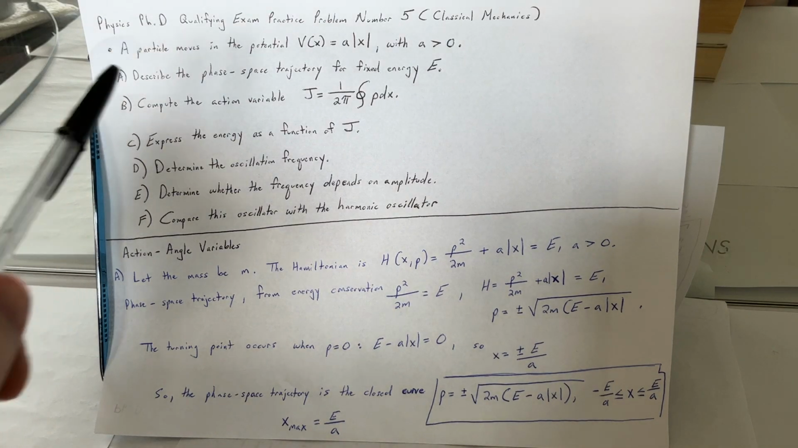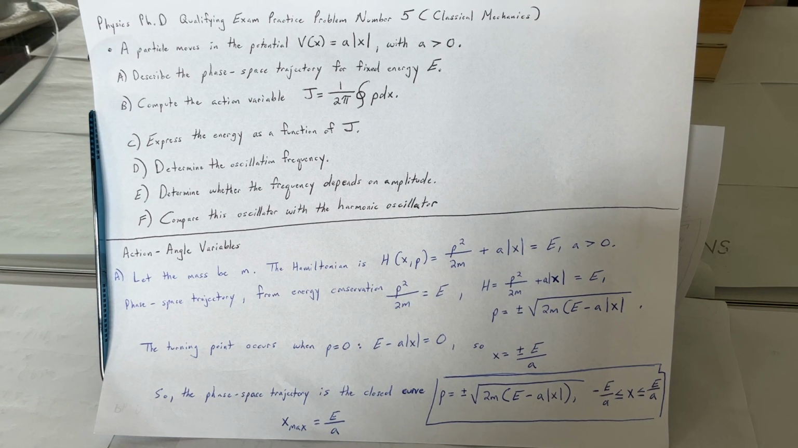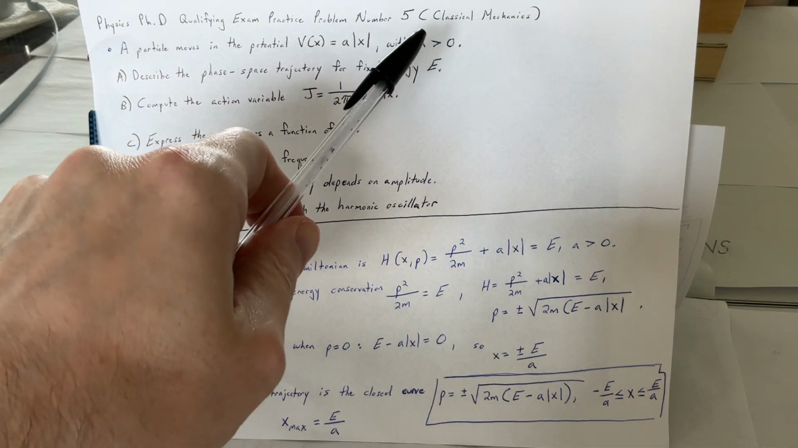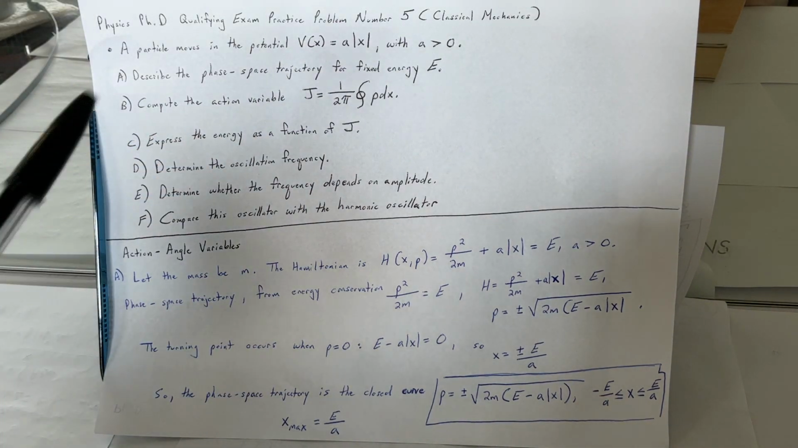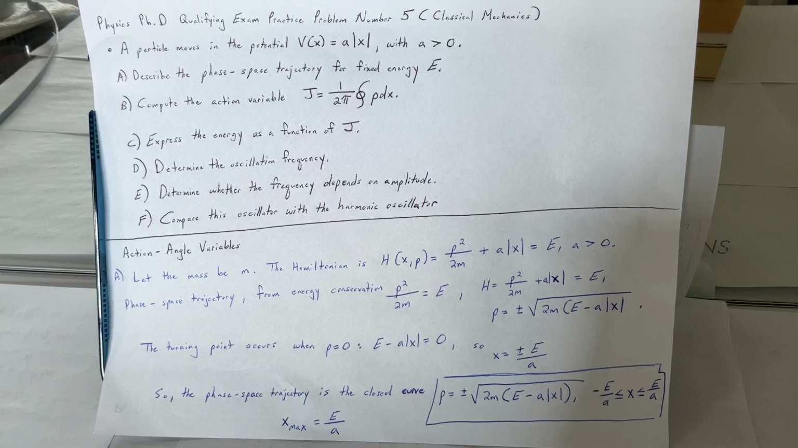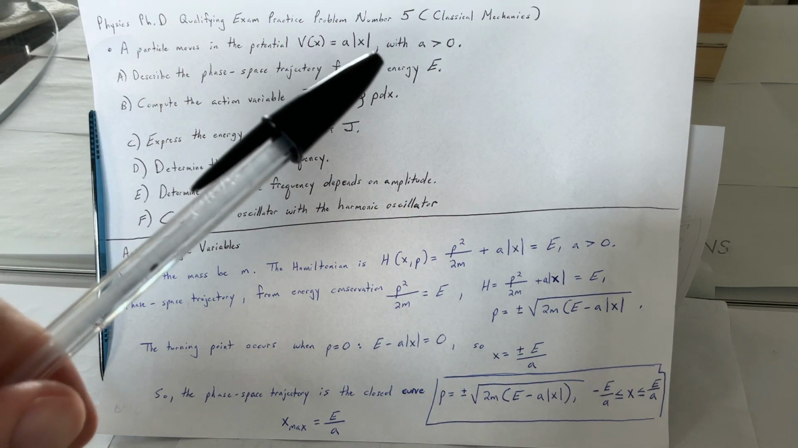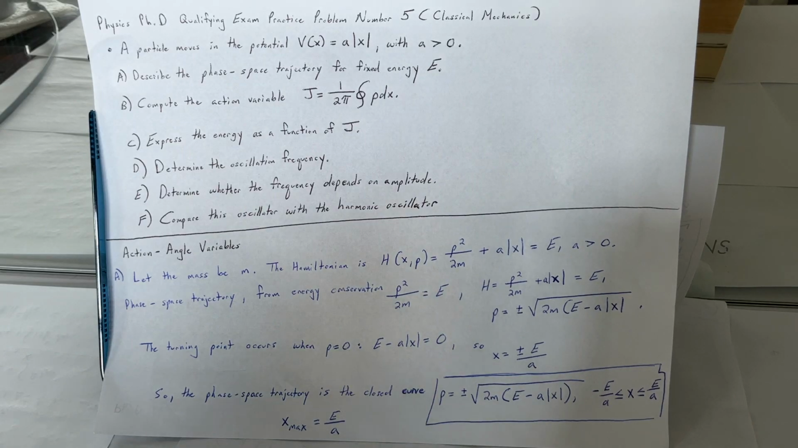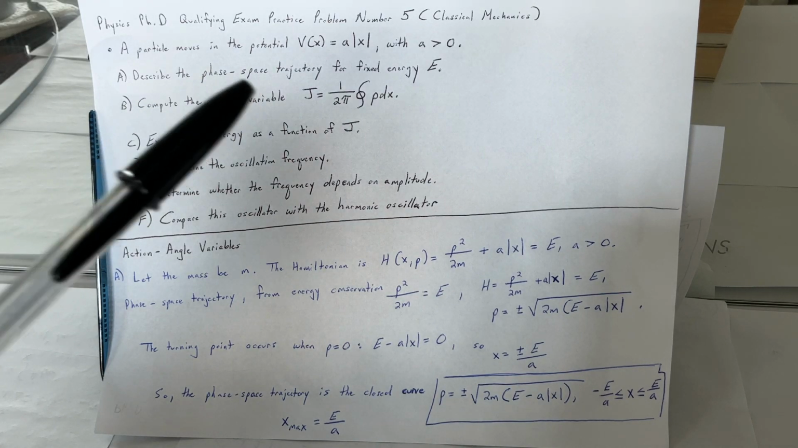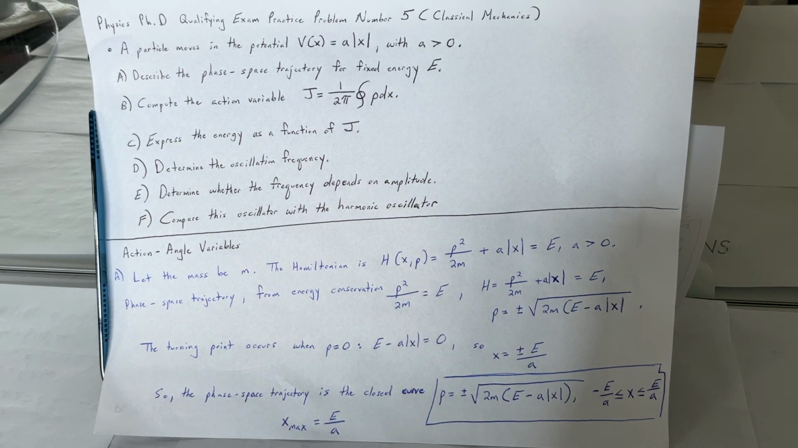So we have physics PhD qualifying exam practice problem number 5 in classical mechanics. So let's begin. A particle moves in the potential V of x equals A times the square root of |x|, with A greater than 0. For part A, describe the phase space trajectory for fixed energy E.